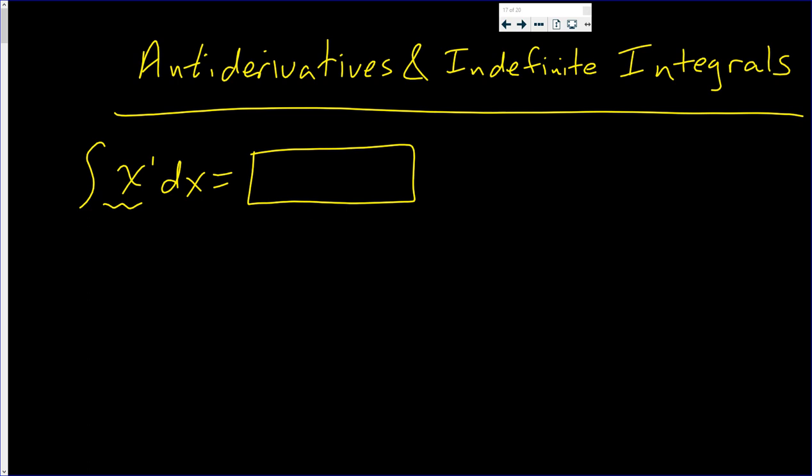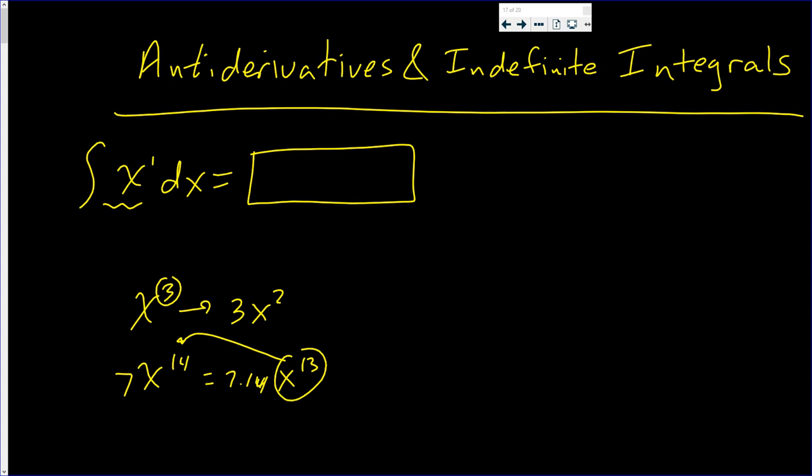Well, when you take the derivative of, say, x cubed, let's not worry about the number in front yet, the power goes one less. If you have 7x to the 14, I don't care what's in front, but the new power becomes one less. So when you integrate, the power is going to become one more. So a good guess for this would be x squared. At least that's the start.